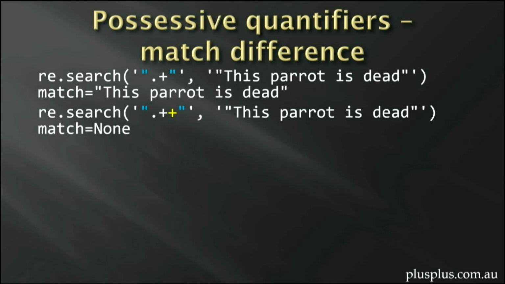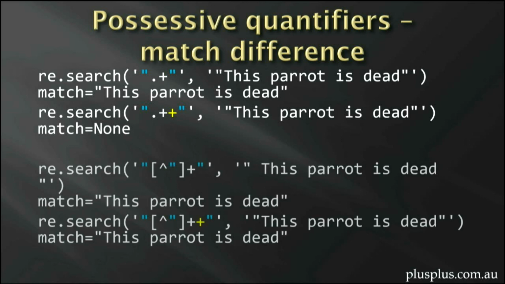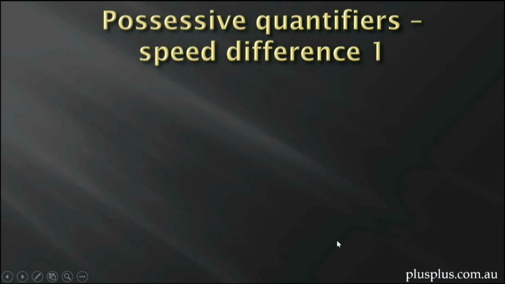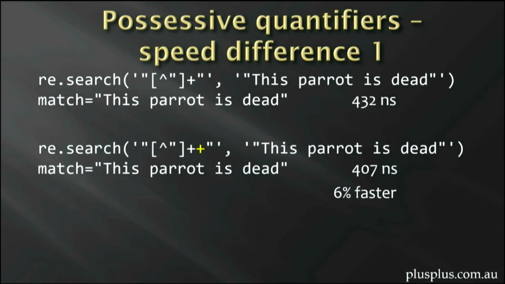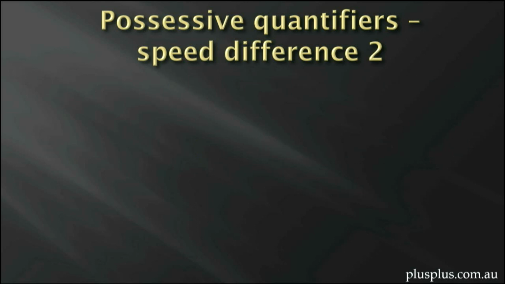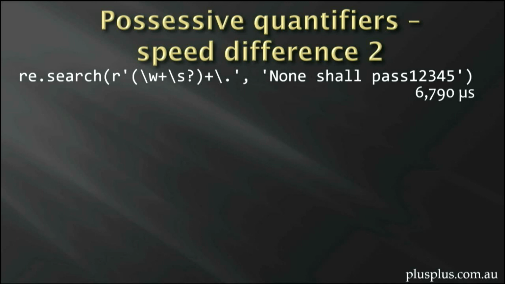So from my maxim earlier, don't use dot, then I could use a negated character class of not quote, make it possessive, I get the right match, and I got 6% faster there. That was a bit of effort for 6%. Stay with me. Let's go and look at something more detailed.